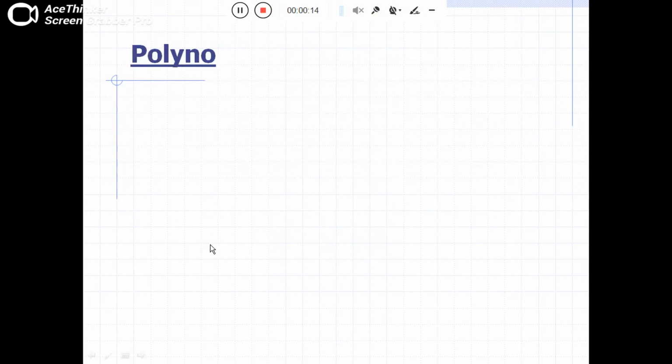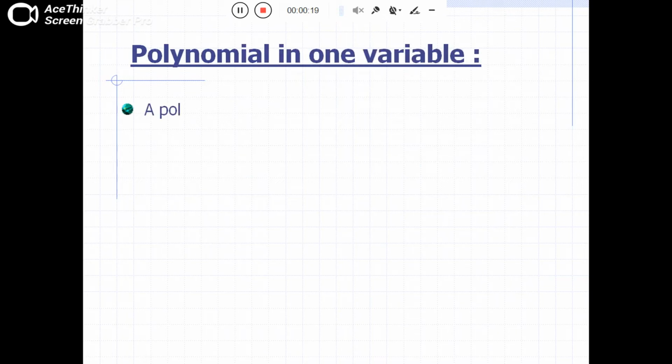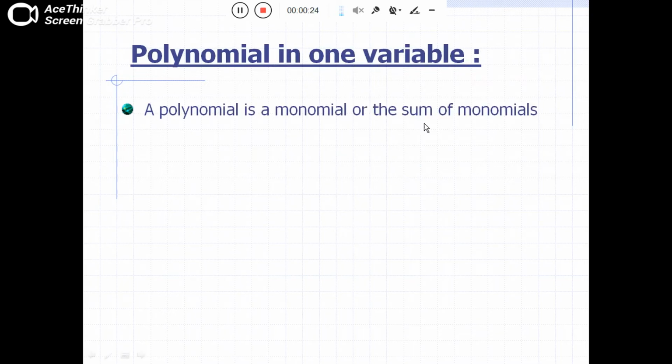Okay, now let us study a polynomial in one variable. A polynomial is a monomial or the sum of monomials. Like 4x square, it is a monomial. In this, variable is x, exponent is 2 and the coefficient of x square is 4. It is a monomial having only one variable x. Second example is 3x cube minus 8. It is having two terms, so it is a binomial but having only one variable x.